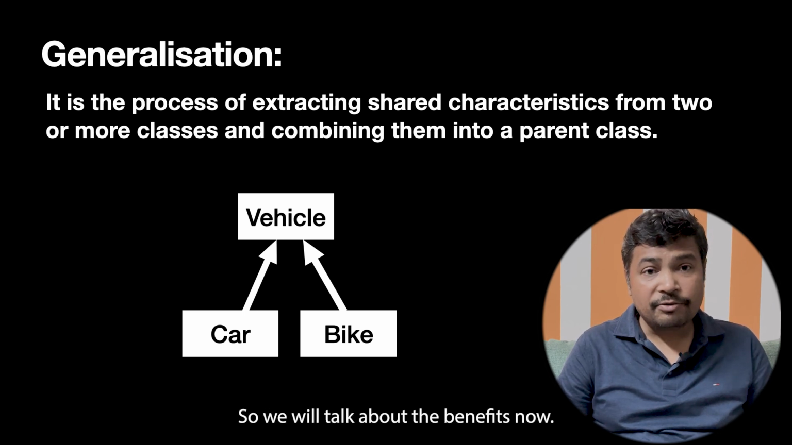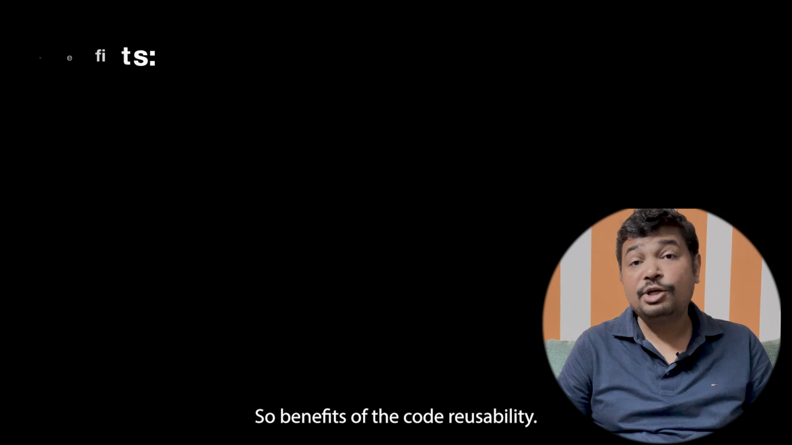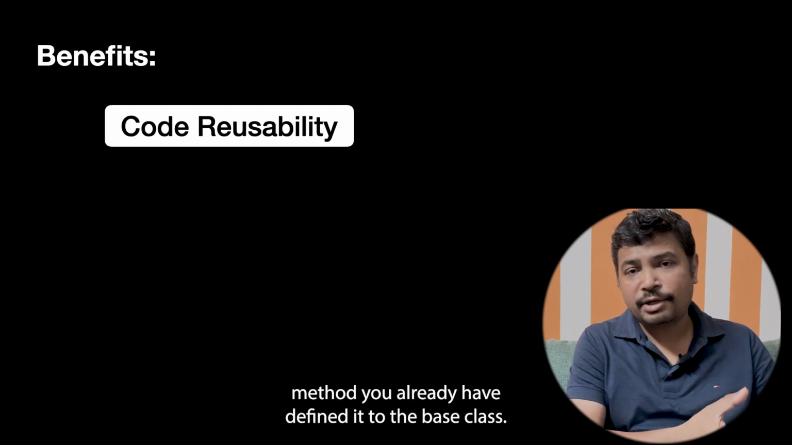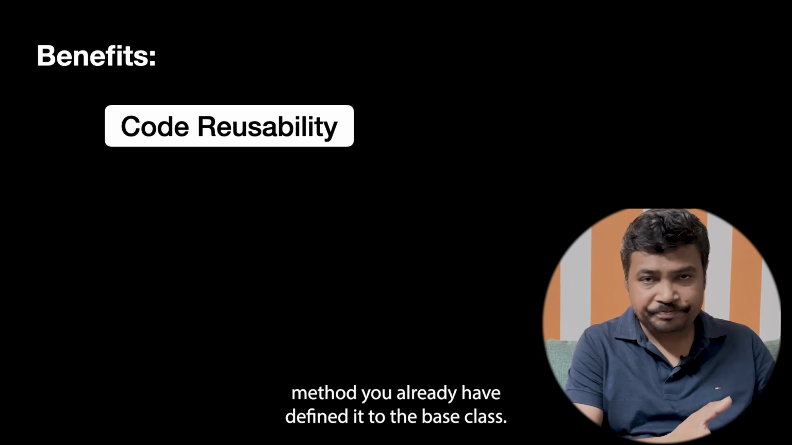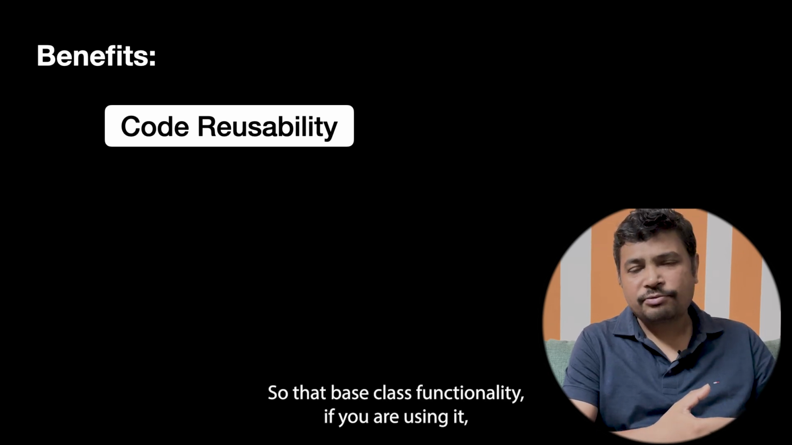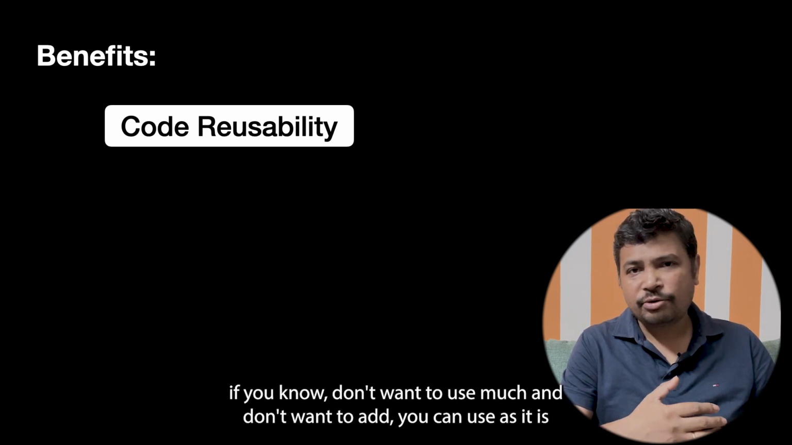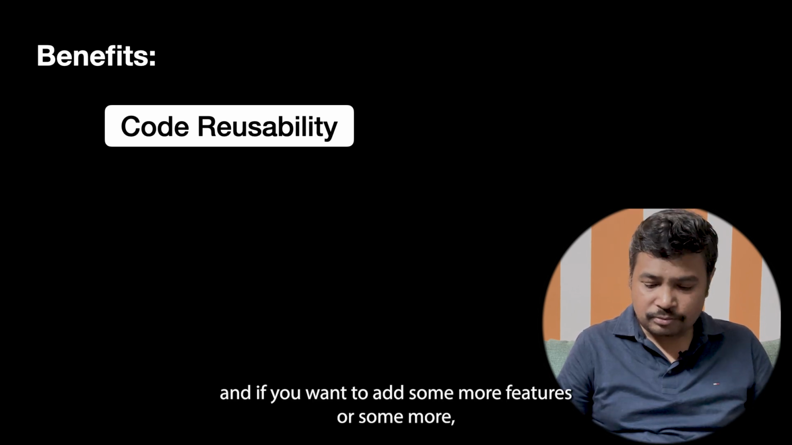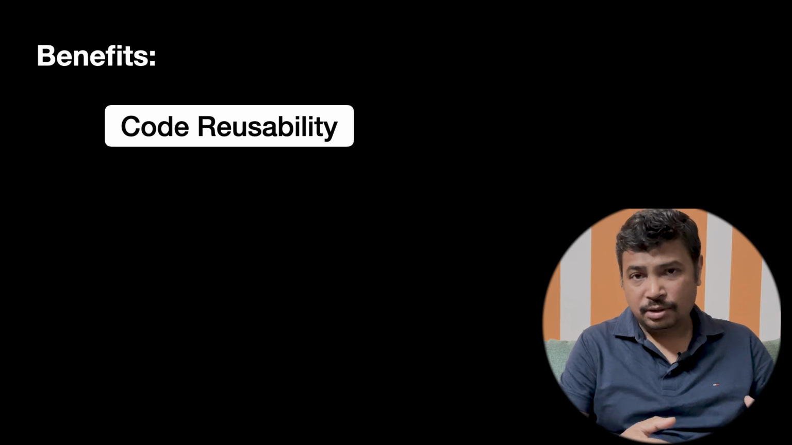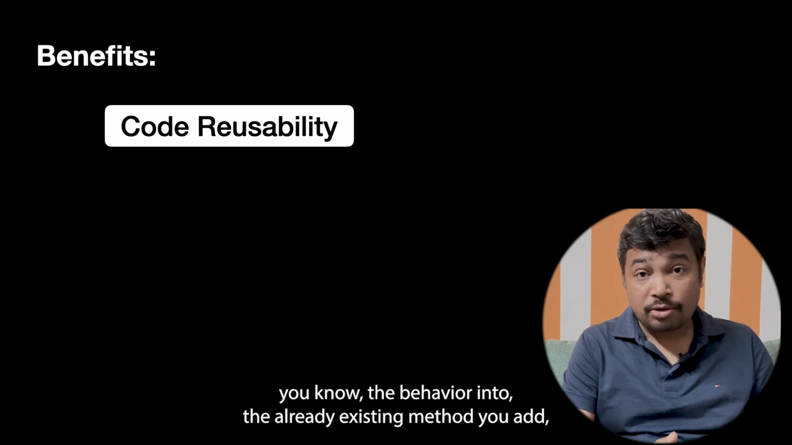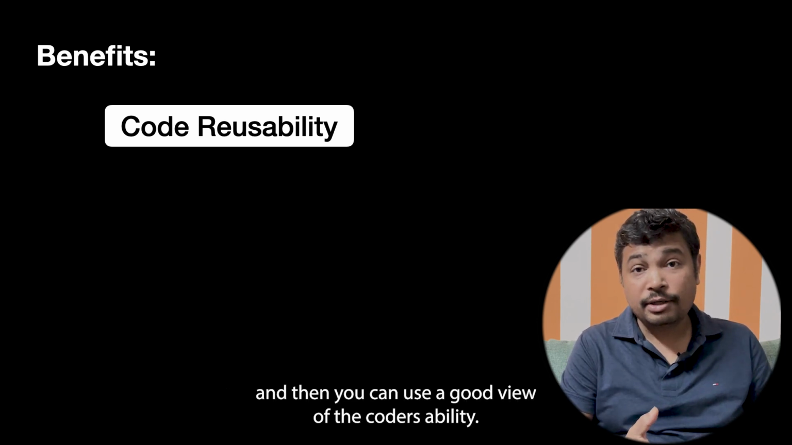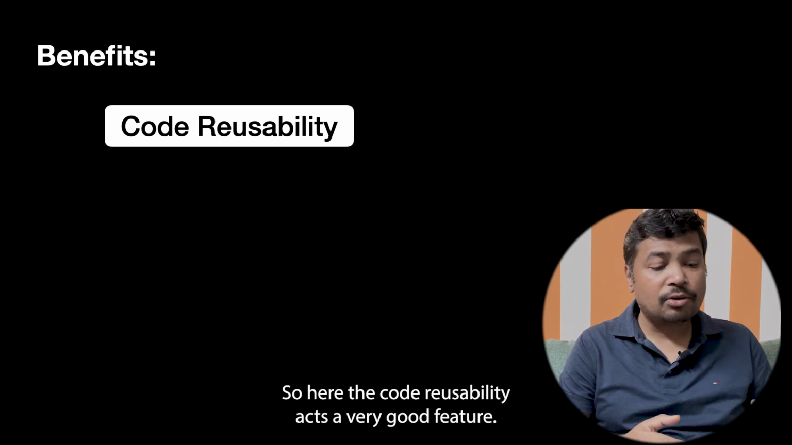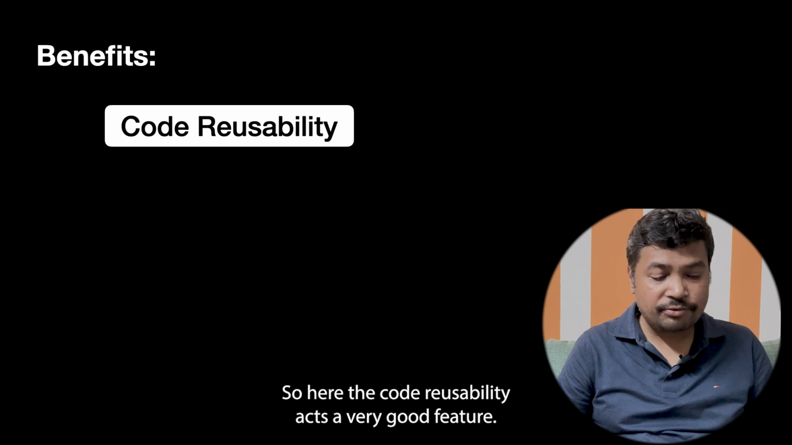So we'll talk about the benefits now. The first benefit is code reusability. If you have already defined a method in the base class, you can use that base class functionality as it is. And if you want to add some more features or behavior to the already existing method, you can add it, and that is a good way of code reusability. So here, code reusability acts as a very good feature.